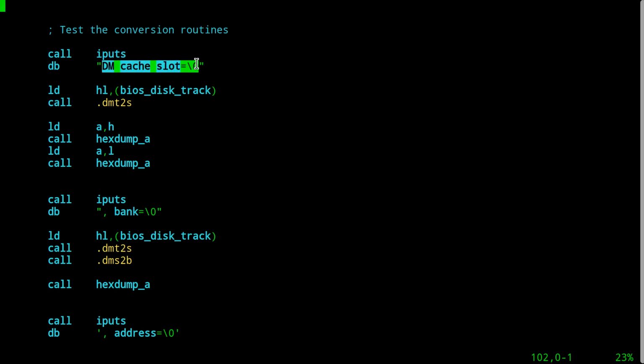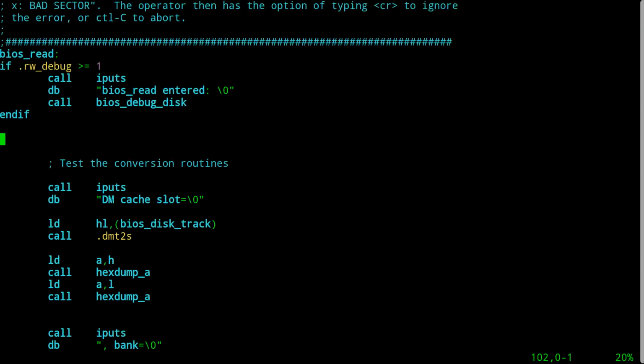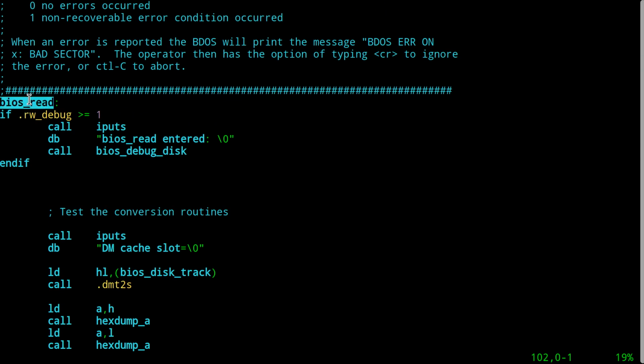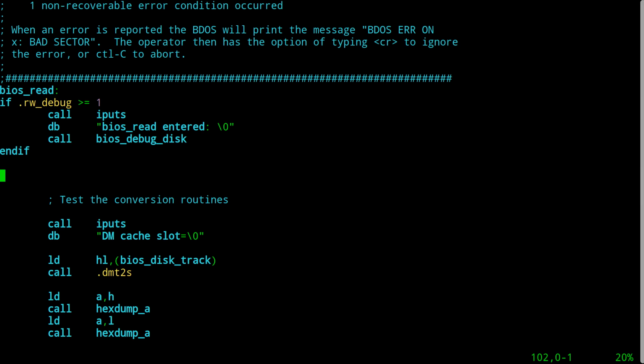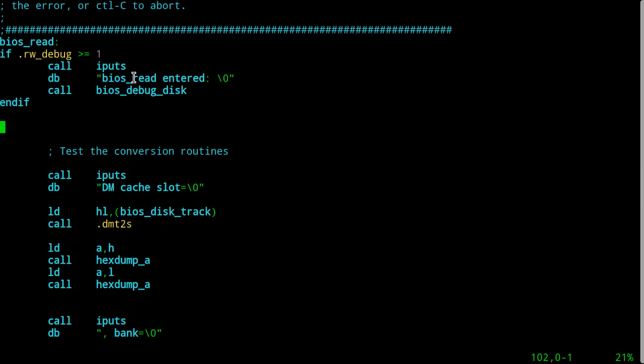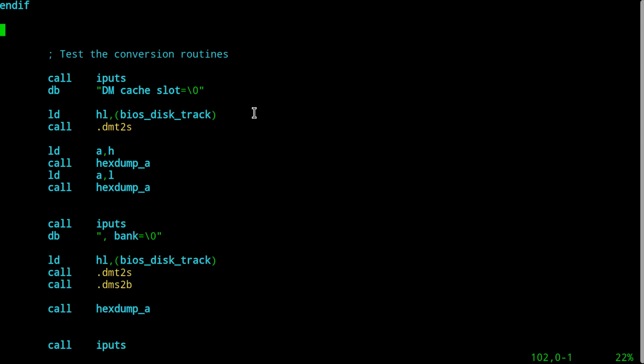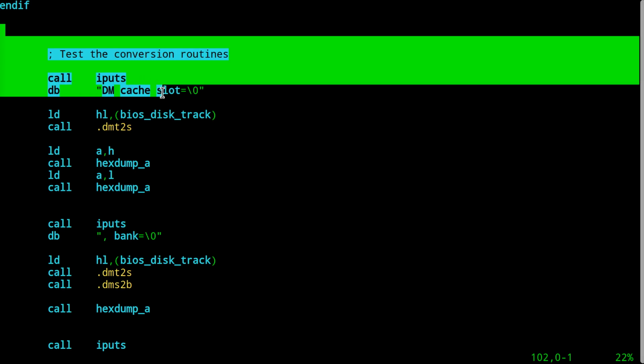First of all, let's remember this is the read routine with the usual debugging. We've seen this lots before. It says, hi, I'm the read routine, and here's all the values that the BDOS set that describe which disk I want to use, which track number, what sector number, what the DMA address is going to be. This dumps all that out, okay? Then, rather than doing the I/O, I'm going to print out some more messages.